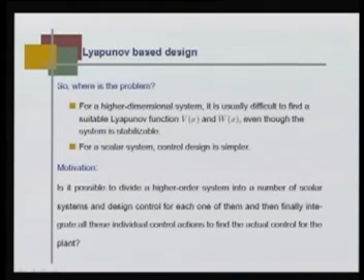But what is the problem? The problem is, for a higher dimensional system, it is usually difficult to find a suitable Lyapunov function V x and w x, even though the system is stabilizable. For a scalar system, control design is simpler. So, this is the motivation for backstepping control.